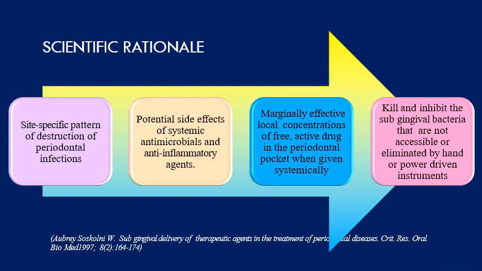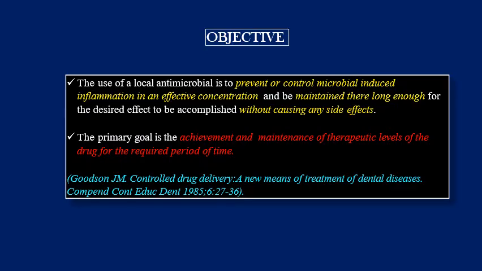The scientific rationale includes the site-specific pattern of destruction of periodontal infections, potential side effects of the systemic antimicrobials and anti-inflammatory agents, marginally effective local concentrations of free active drug in the periodontal pocket when given systemically, and when locally delivered, it kills and inhibits the subgingival bacteria that are not accessible or eliminated by hand or power-driven instruments.